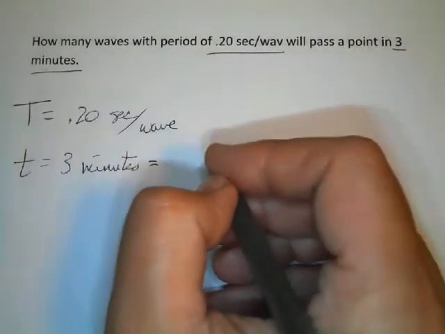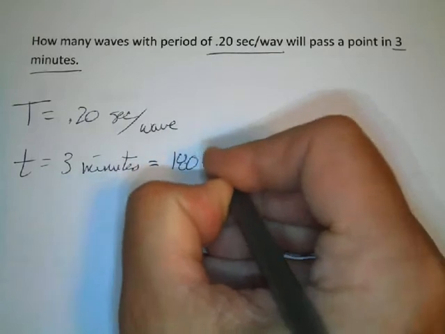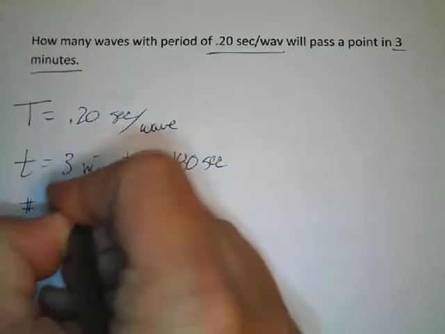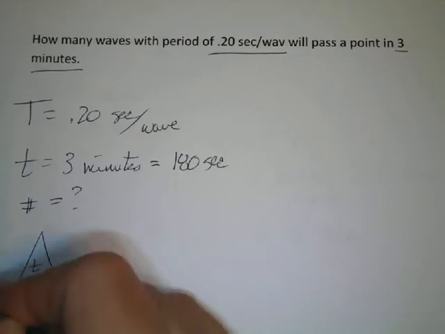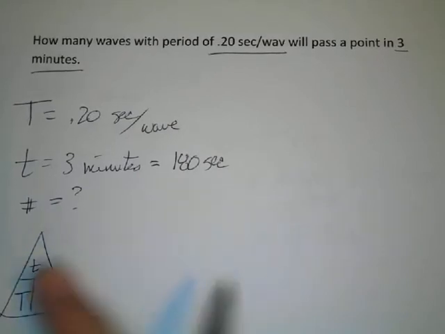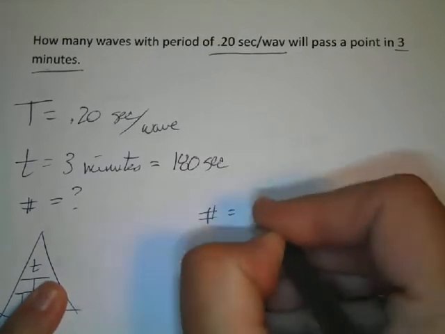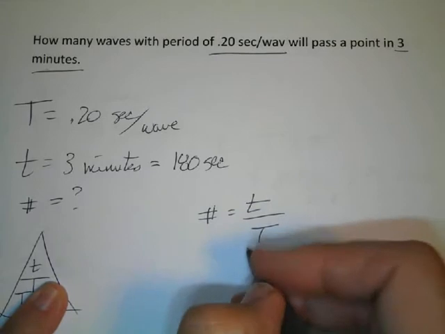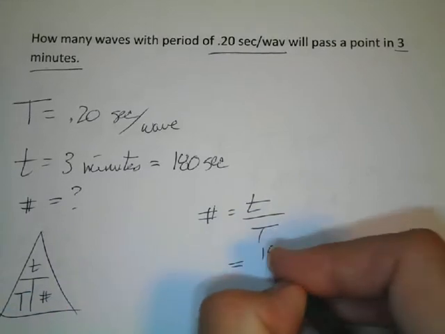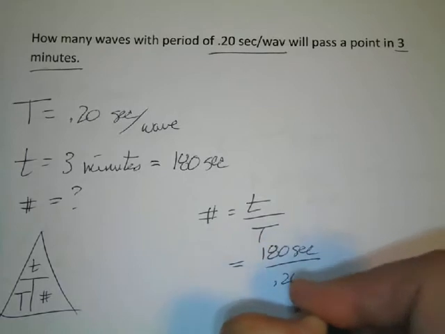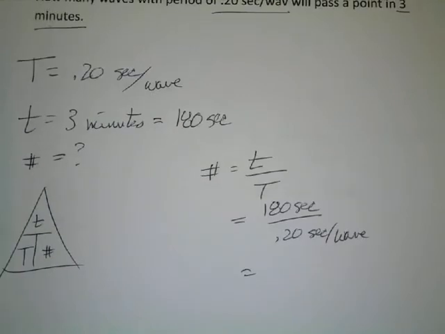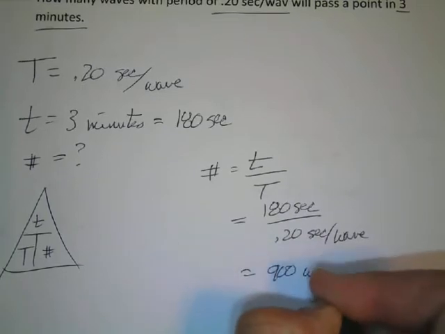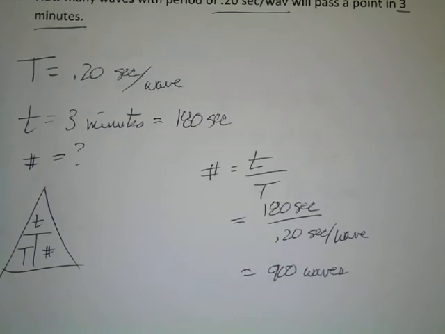And in this case, I'm looking for the number of waves. According to my triangle, the number of waves is equal to time over the period. So this equals 180 seconds over 0.20 seconds per wave. When I run this through, I get 900 waves. It's a lot of waves, but it is a long period of time and it is a fairly short period, so that number seems reasonable.